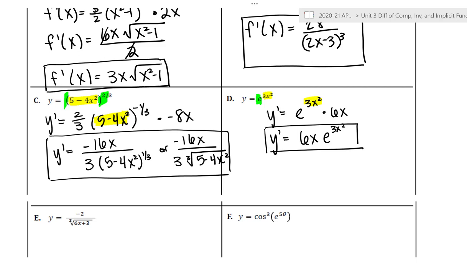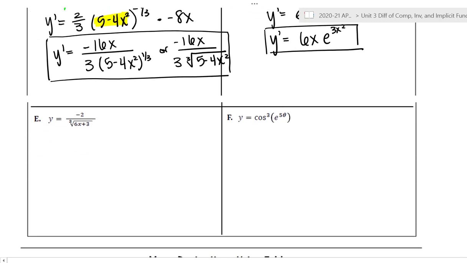Same thing going on with letter D. Remember, the derivative of e to the x is just e to the x, so it stays the same. And then we touch that yellow, or the derivative of that stuff, which in this case is 6x. Let's have one more chance here, and let's look at what's going on with E. So take a moment and do E, and then we'll come together and do F together.